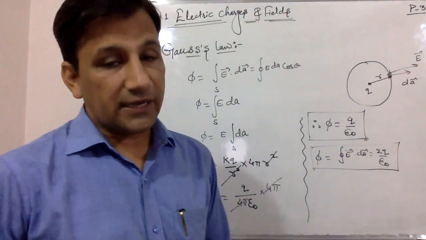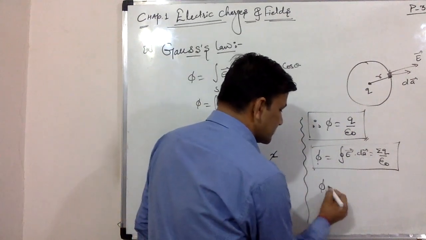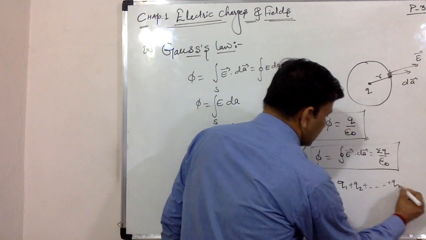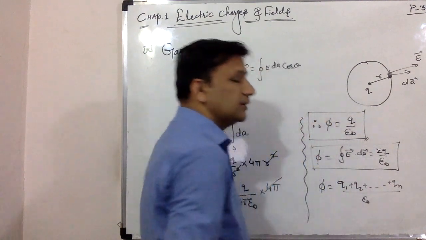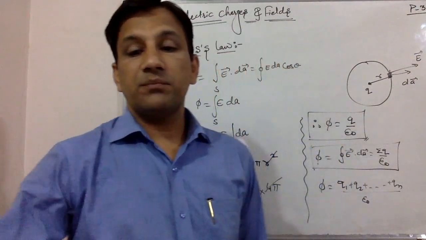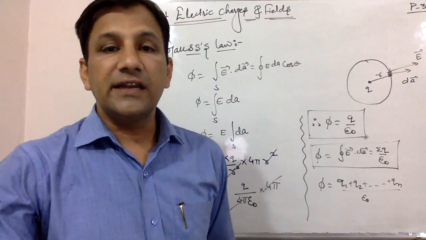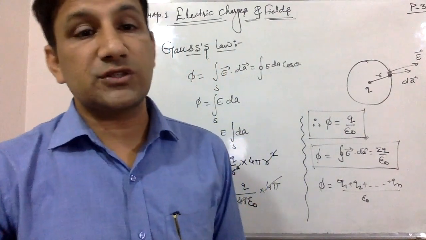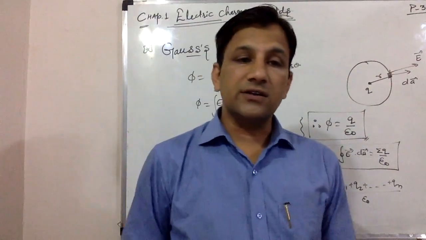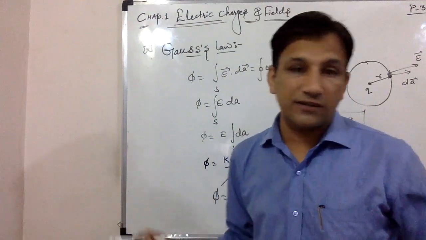Now, the most important, the total flux phi is equal to sum of q1, q2 up to qn upon epsilon 0. Here epsilon 0 is free space permittivity, and the magnitude of this free space permittivity is 8.85 into 10 raised to minus 12. Now, the applications of this Gaussian law. There are mainly three types of applications. Application means the uses of this Gauss law.